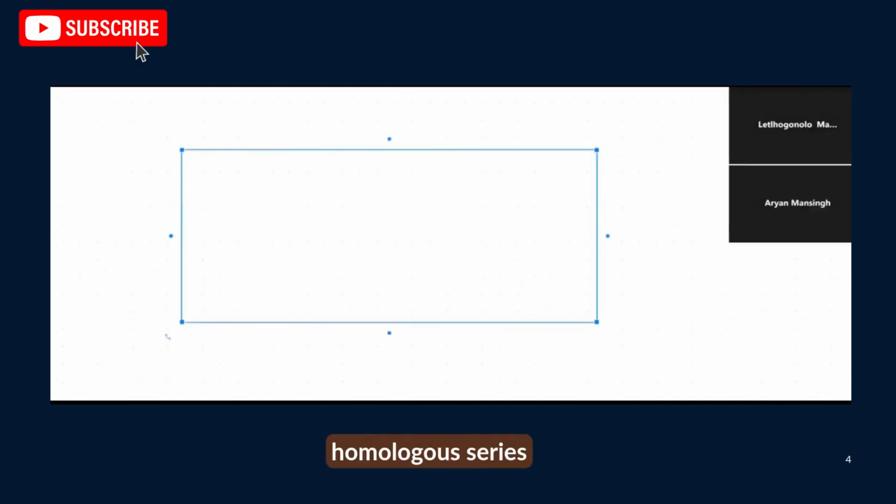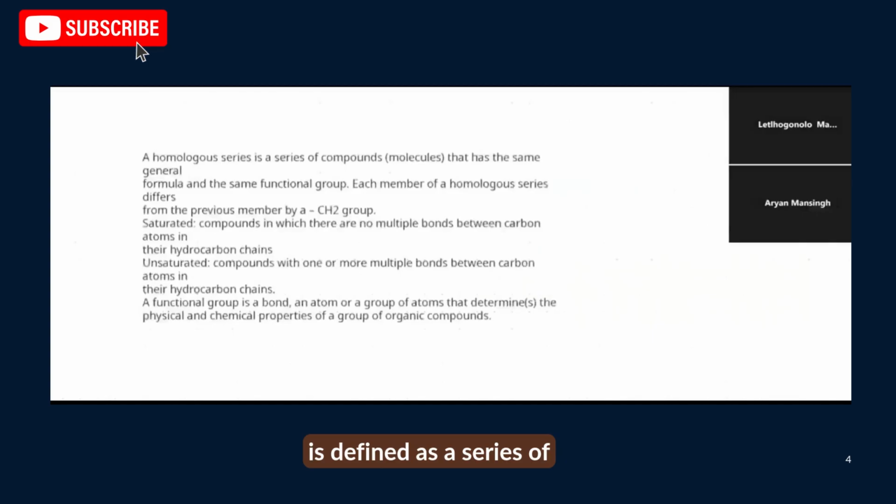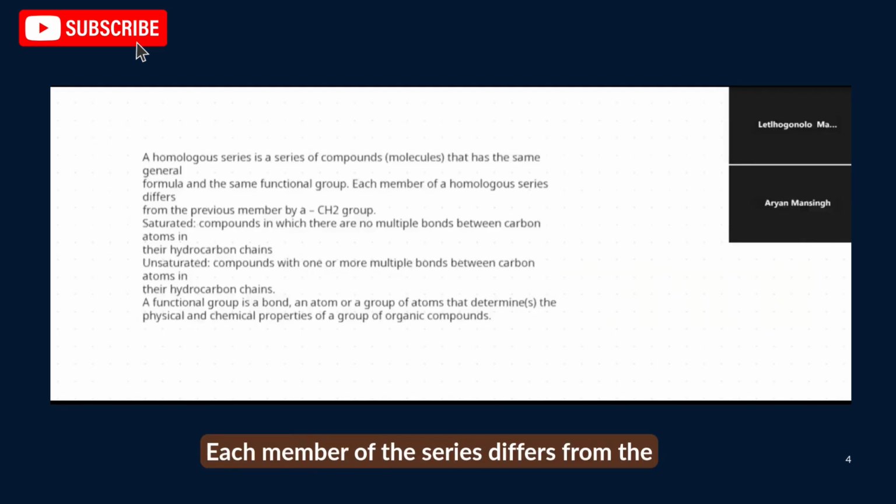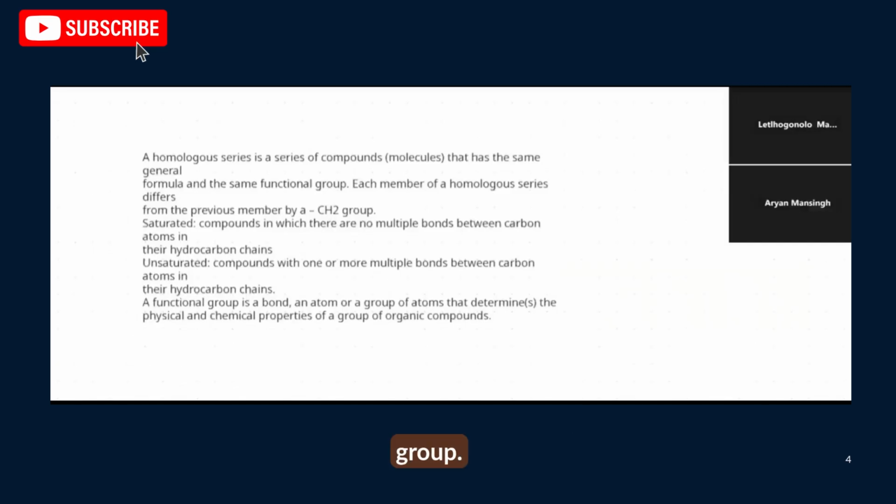So let's just do this. A homologous series is defined as a series of compounds that have the same general formula and the same functional group. Each member of the series differs from the previous member by a CH2 group.